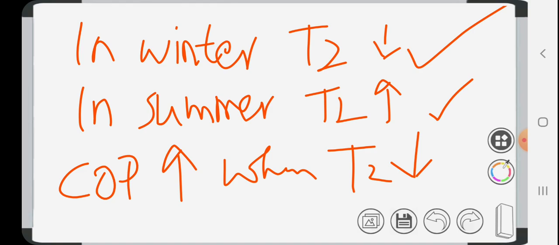So in winter we may not be using a refrigerator or air conditioner that often. It is more useful in summer only. But the COP of the reverse Carnot cycle will be higher in winter compared to summer. So the Carnot refrigerator works more efficiently in winter than in summer. That is the main problem or limitation of the Carnot cycle.